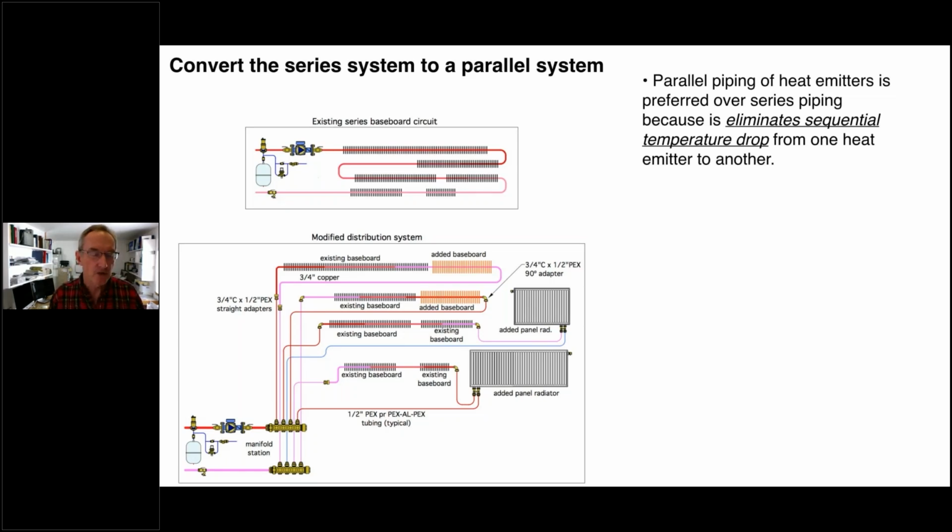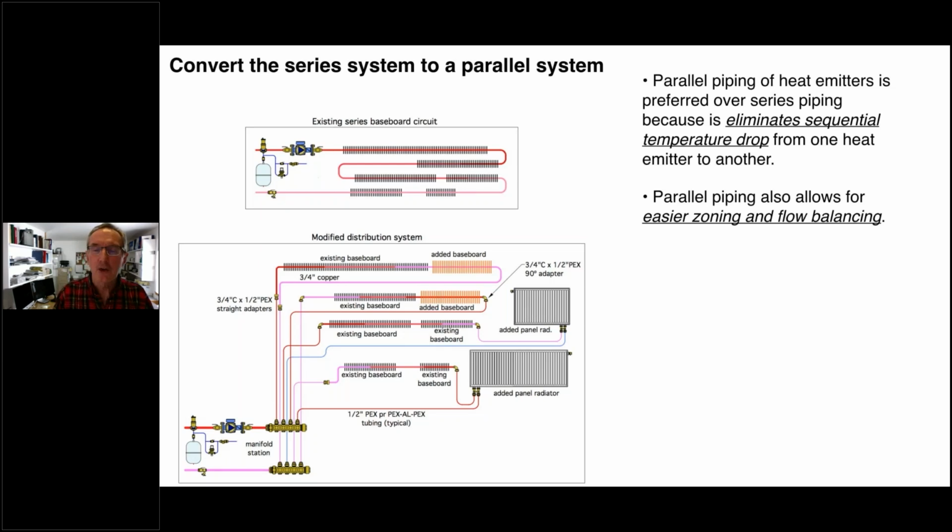eliminates, that sequential temperature drop that one of the questions was referring to earlier on. Now, true, we do still have some heat emitters in series here, but compared to having all the heat emitters in series, we're not reducing the sequential temperature drop completely, but we're getting closer to having circuits that operate at similar average water temperatures.